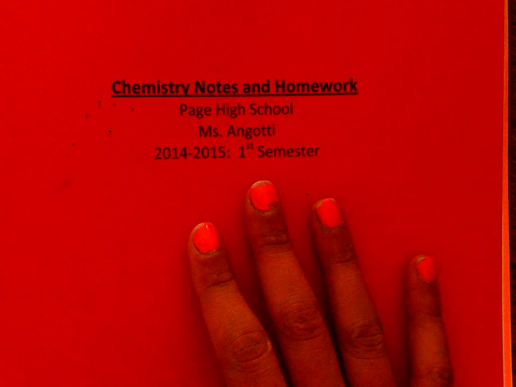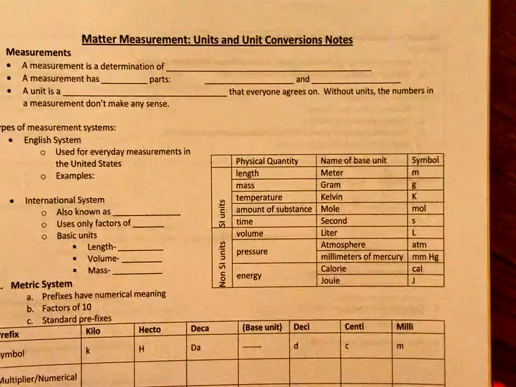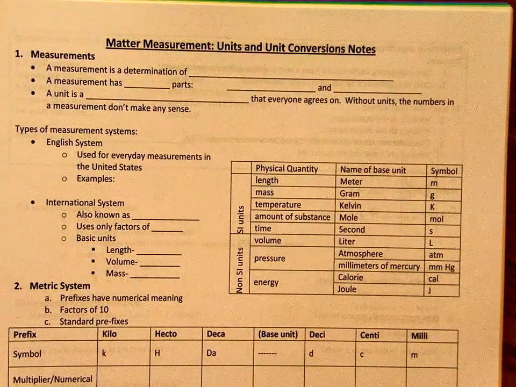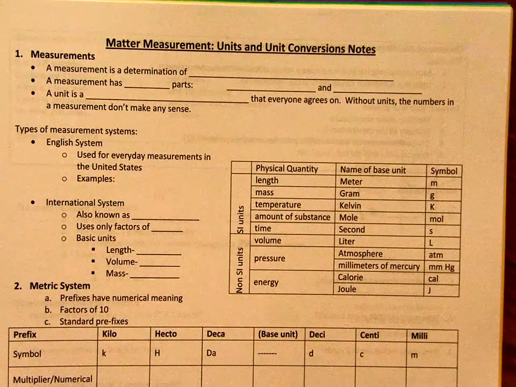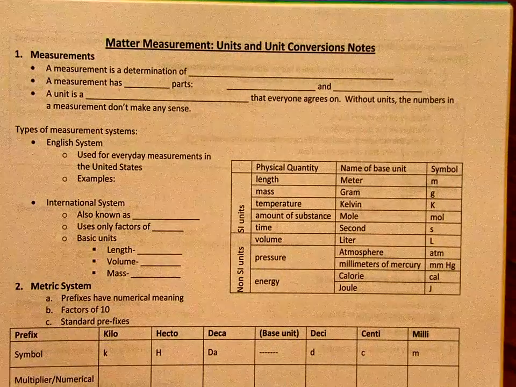So in your notes for the chemistry and homework, go ahead and turn to page 2.7 in the yellow section. So we're at page 2.7. And it says matter and measurement, unit and unit conversion notes. So we're going to look at how to work with measurements that we take in class, how to convert them to useful numbers, and really what a measurement is. Okay, so we're going to start with a measurement.